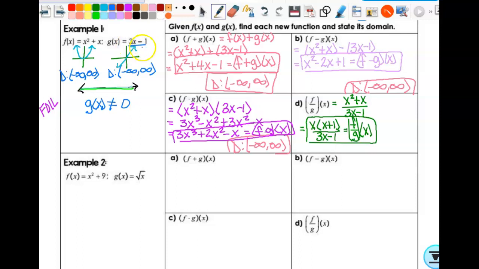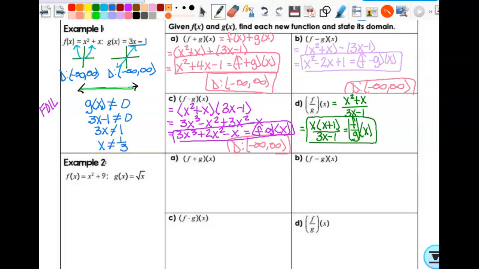So this is my g of x. I'm going to say that 3x minus 1 cannot equal 0. Then I just solve it. It's still an equation. I just have a slash through my equal sign. So I get 3x does not equal 1. Then that means that x cannot equal 1/3.